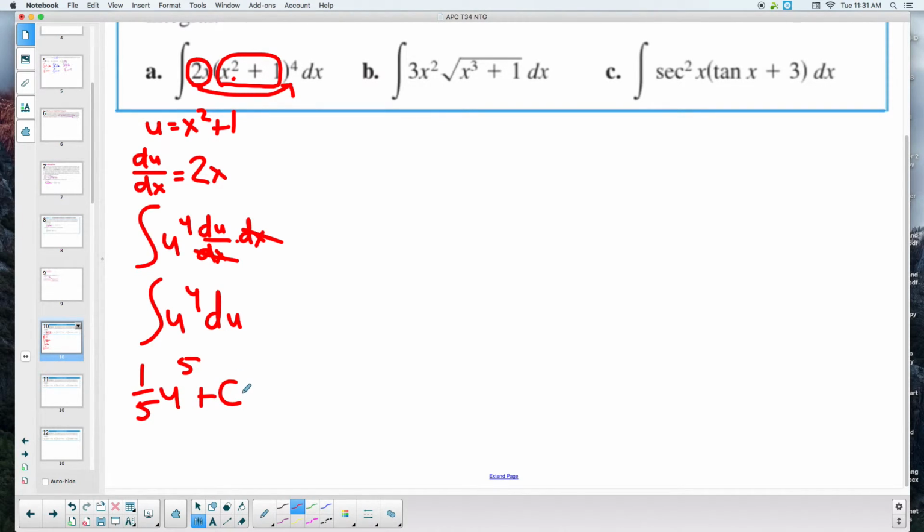Now we're almost done. The reason we're not done is because our differential is x. Our answer is in u. So we take our u and plug it back in. So it's 1/5 of u, which we said was x squared plus 1, to the 5th plus c.